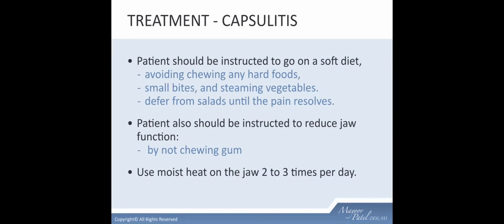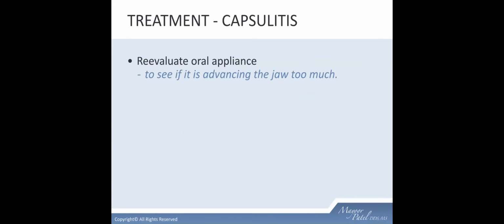Now, to treat capsulitis, it's pretty much no different than any itis. Avoid chewing hard foods, take smaller bites, don't have raw veggies, steam them so that you break down the fibers and it's easy to eat. Maybe defer from eating salads initially. If you're chewing gum, cut that out. Apply moist heat to the area 2 to 3 times per day for about 5 minutes at a time. You can also adjunct this with some anti-inflammatories if you see the need for it.